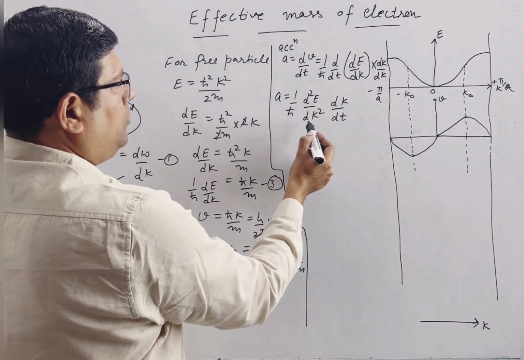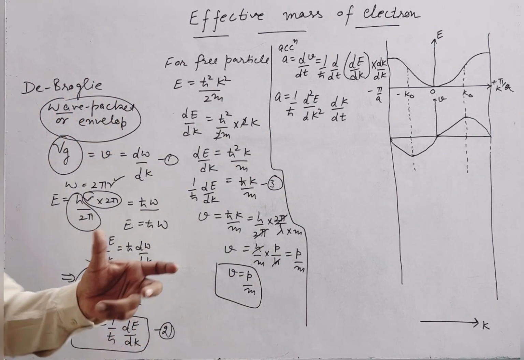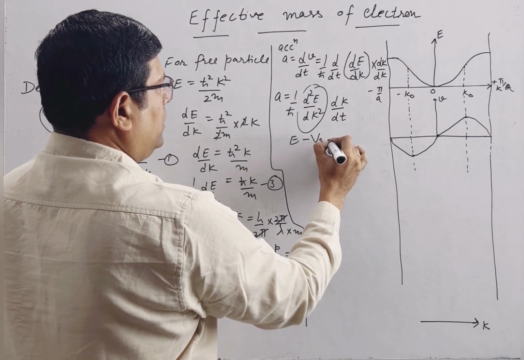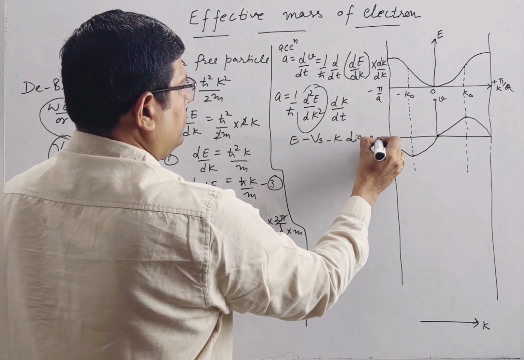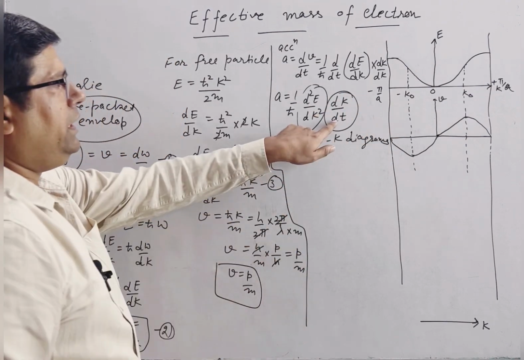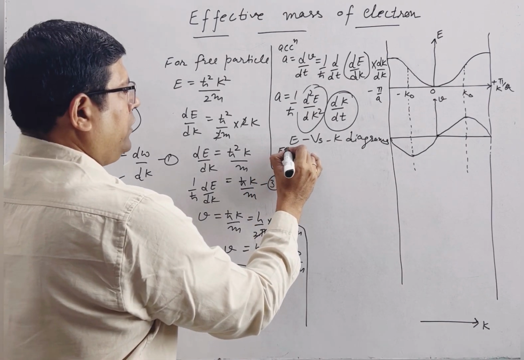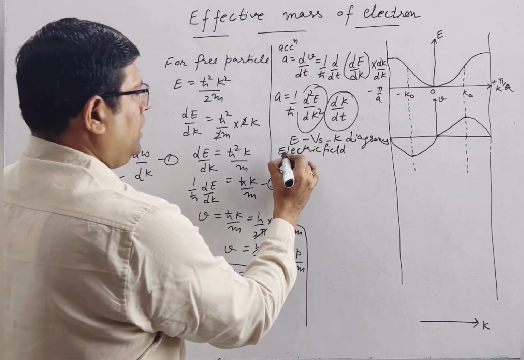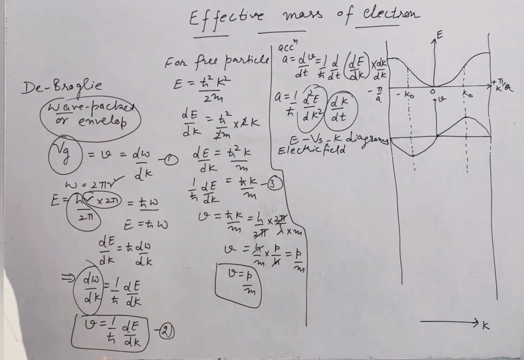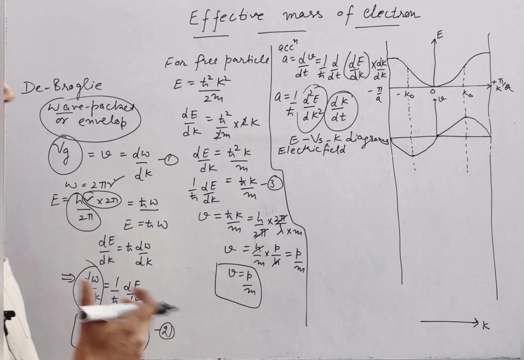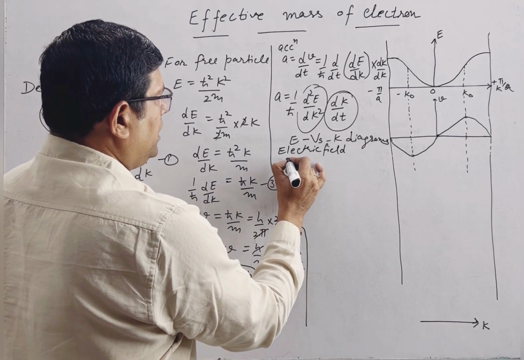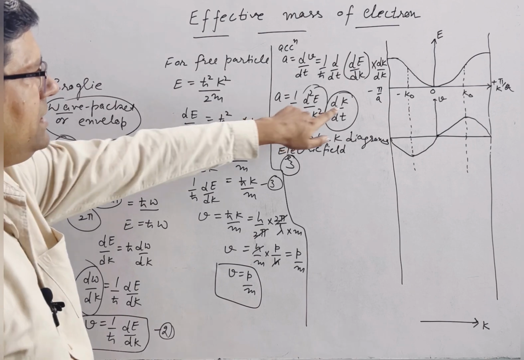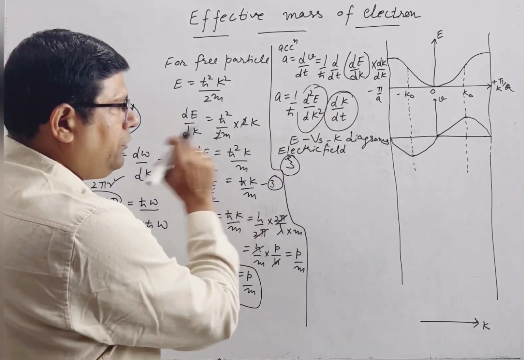Now, this d2E upon dk square can be found out from the E versus K diagram. This is obtained from E versus K diagrams. Now, we have to find out dk by dt by applying the electric field. Suppose an electric field is applied on the electron that is moving inside the crystal, and let that electric field be represented by J. I have taken the symbol J instead of E because E is representing the energy here. So we'll take a different symbol from the energy.